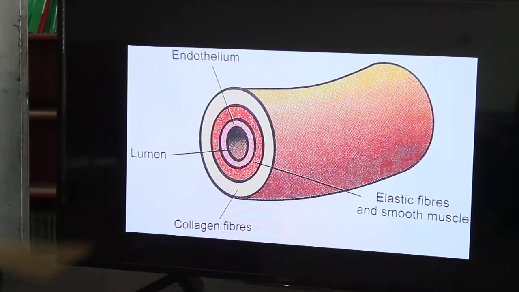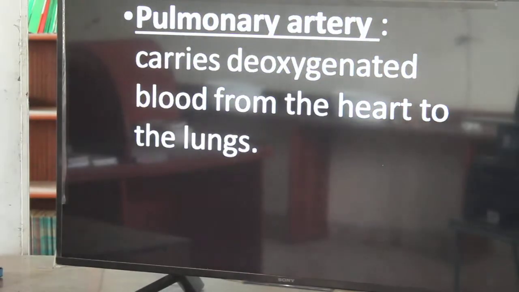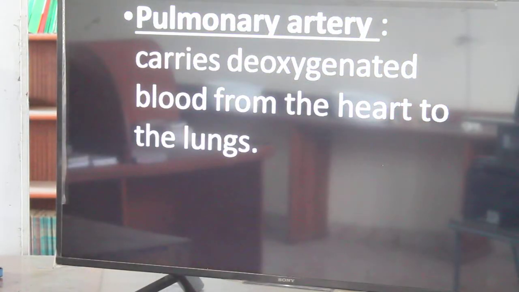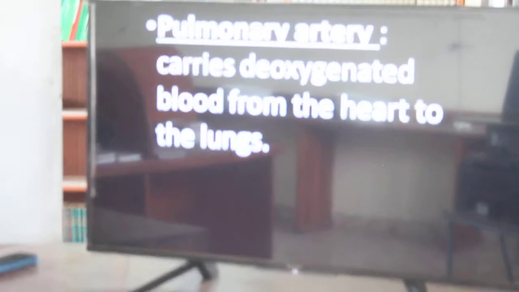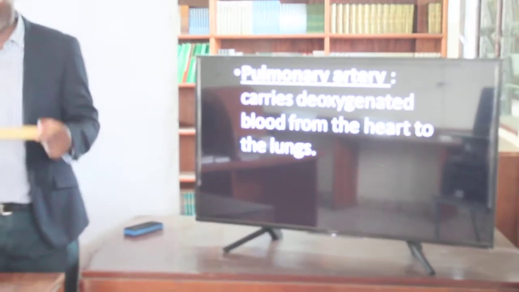Yes, welcome back. Still on the arteries. So we have said that we have different arteries. There is one called pulmonary artery.